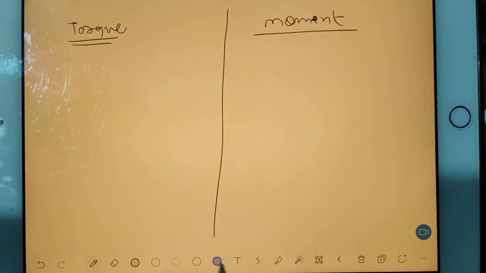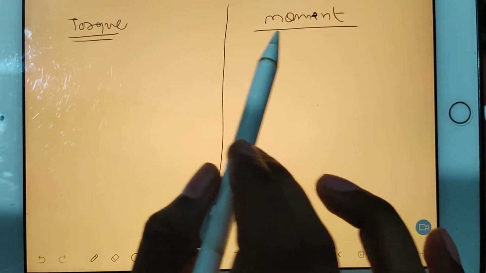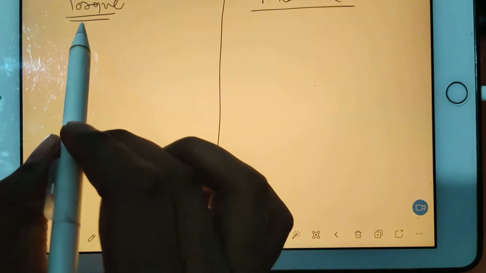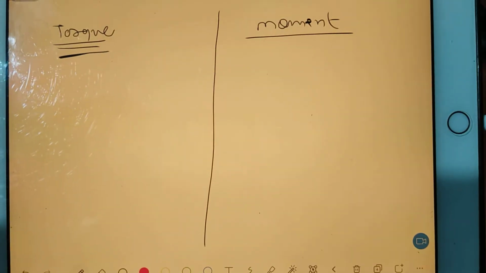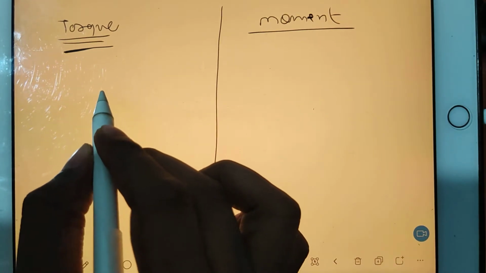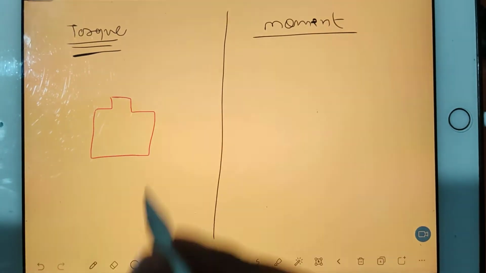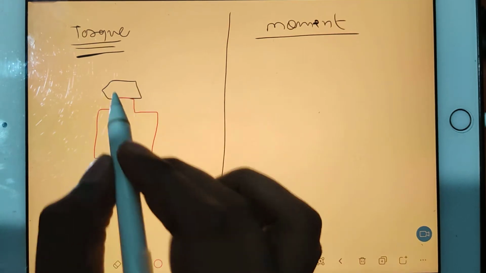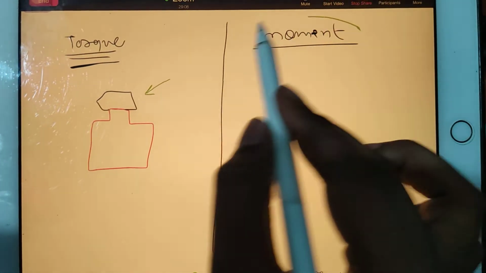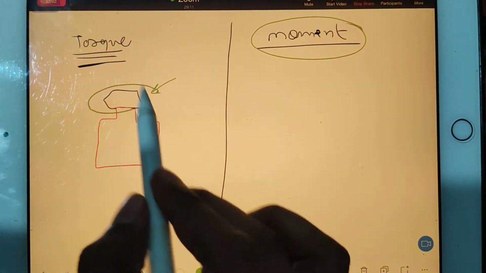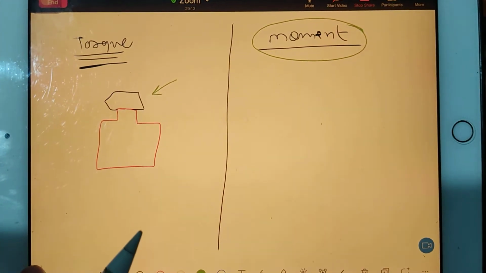But mostly students used to be confused about the difference between torque and moment. Whenever we teach about torque and we bother about torque, how do we do that? Suppose this is a bottle and here you have a cap and you want to open the cap. To open the cap, you don't use moment. To open the cap, you use torque. So what is the basic idea behind torque?